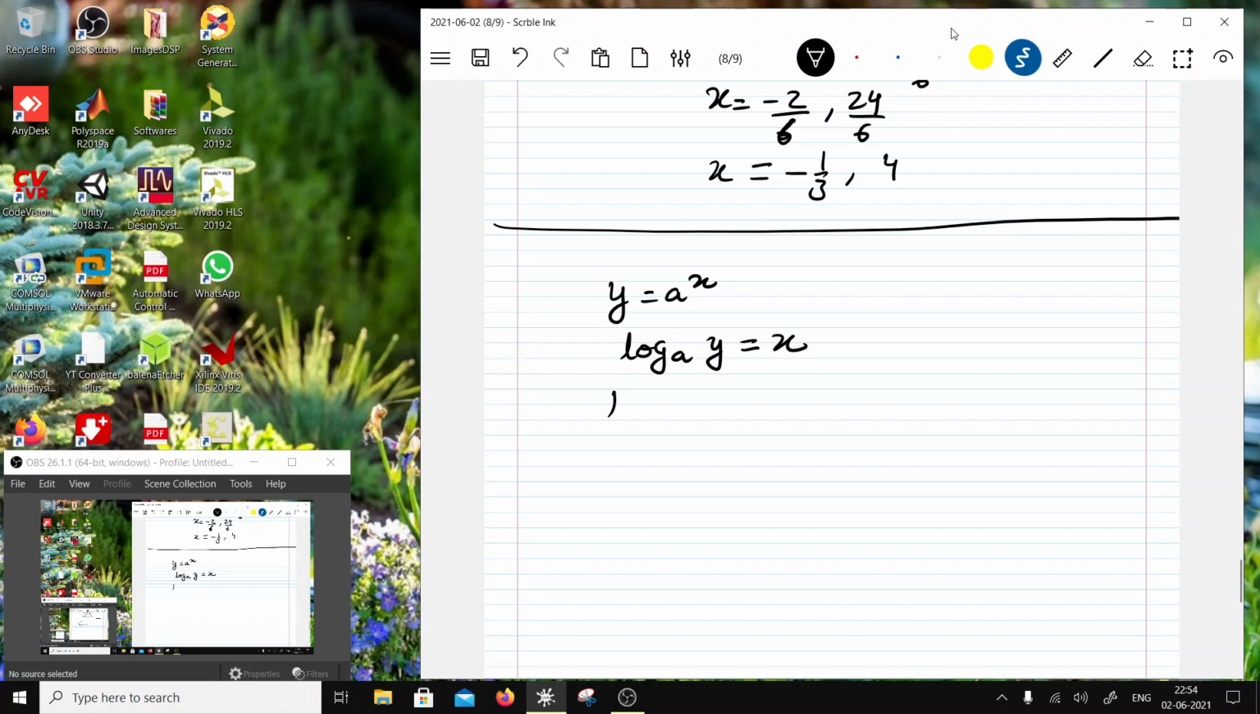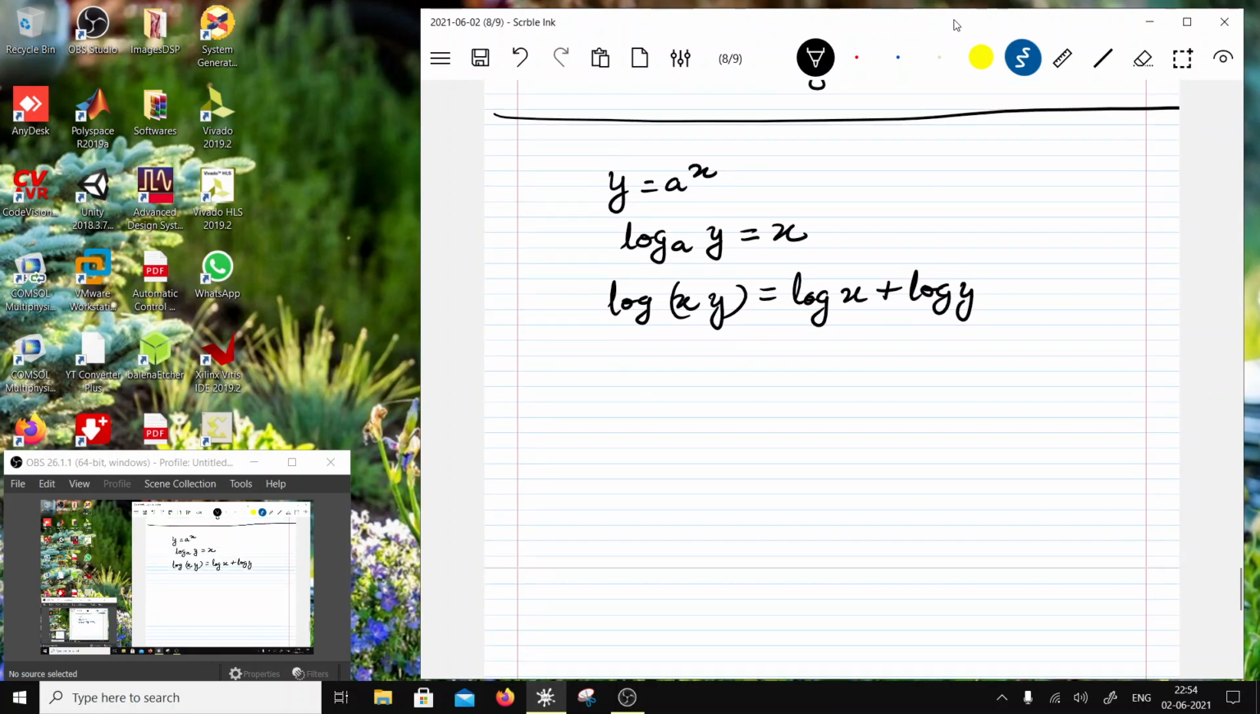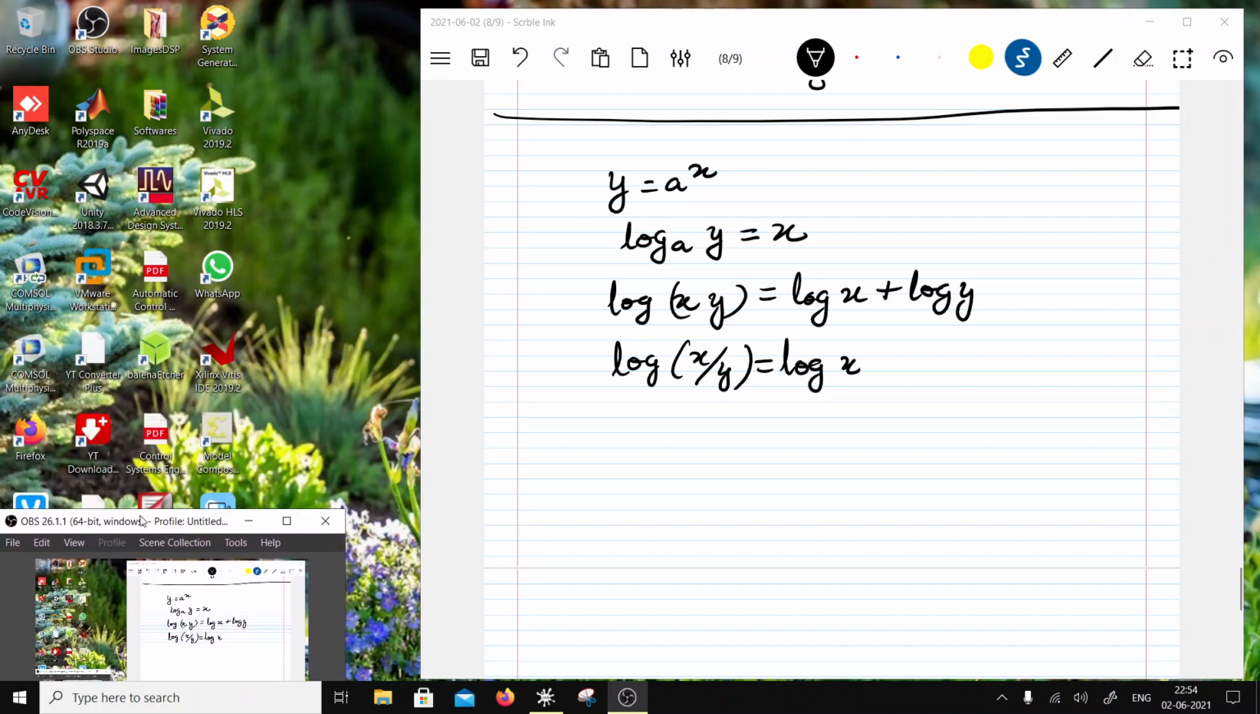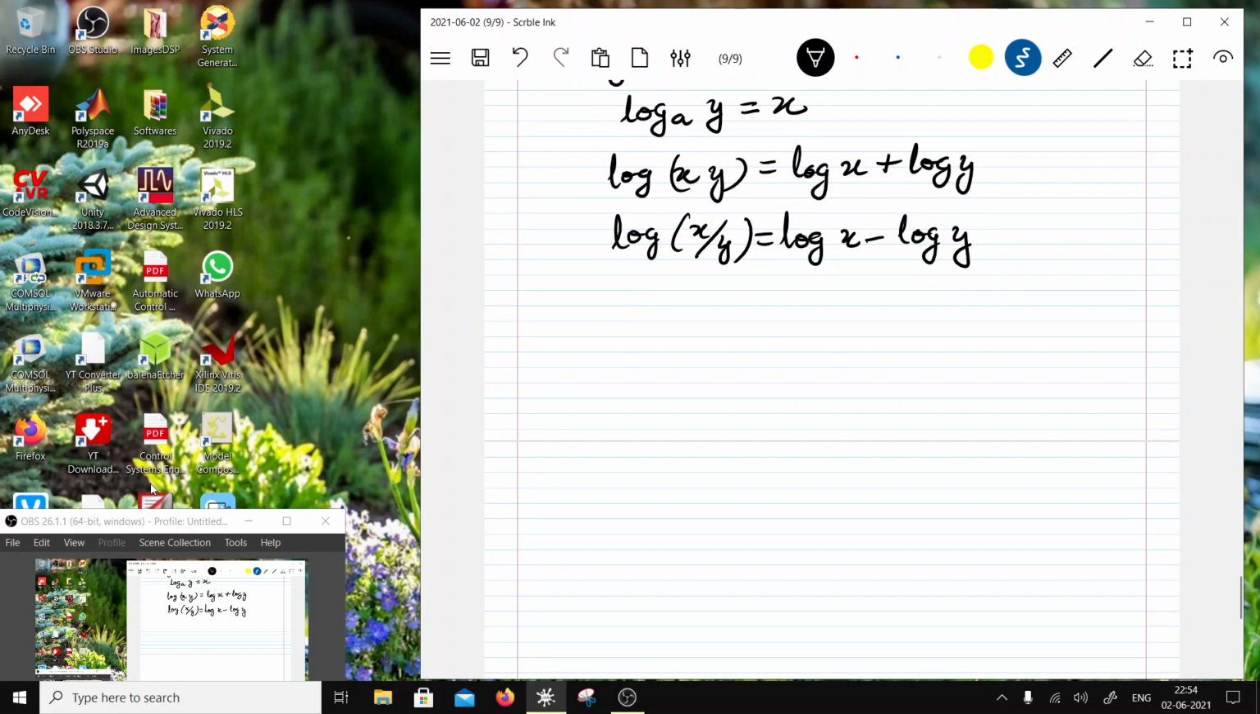Okay, then if I have log of xy, this can be presented as log of x plus log of y. And similarly, if I have log of x by y, this will be written as log of x minus log of y. Okay, so this is about logarithms.